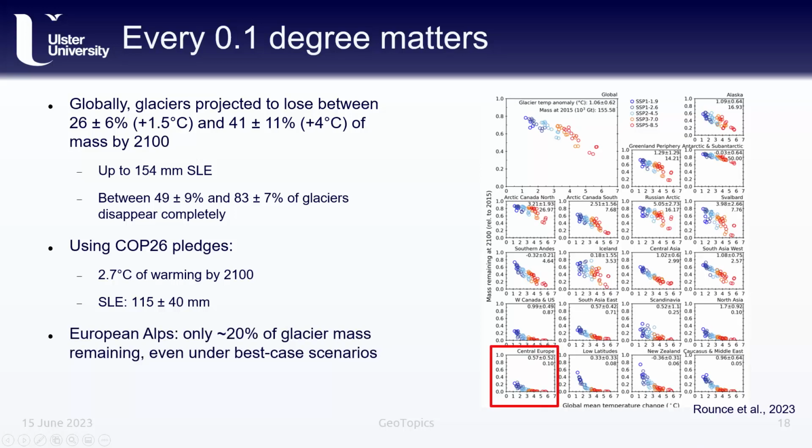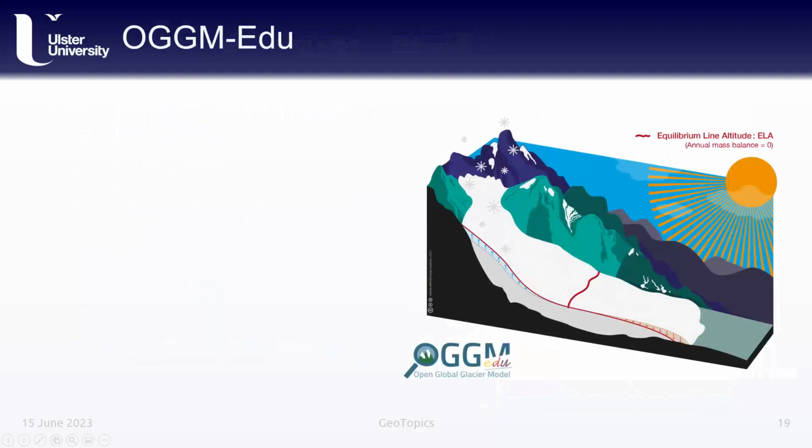If we look at the European Alps, in particular down here in the lower left-hand corner, we see that even under the best case scenarios, only about 20% of the glaciers in the European Alps will remain by 2100. And more likely, we're looking at a lot less than that as a result of, again, the lack of action on reducing emissions. So I won't do the example that I was going to do here, but again, the slides will be available and the links are all in the slides.